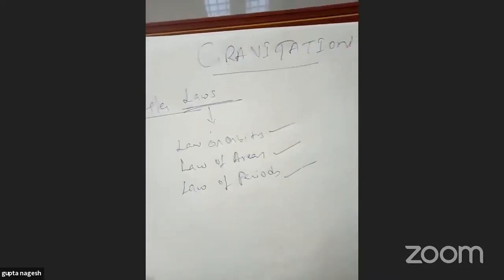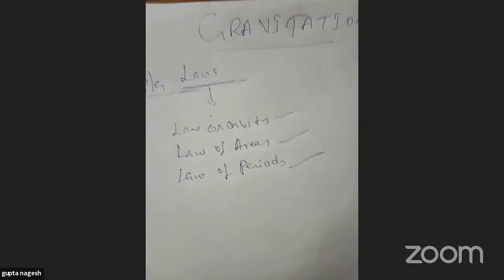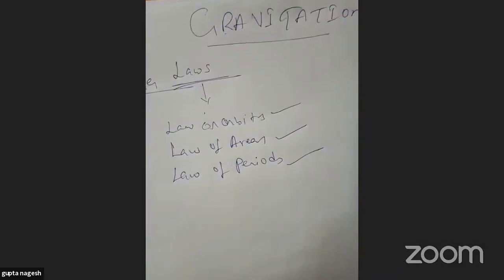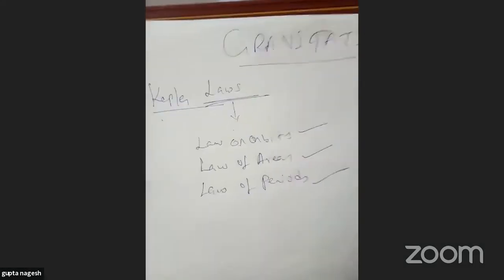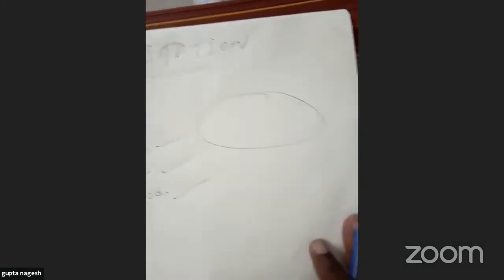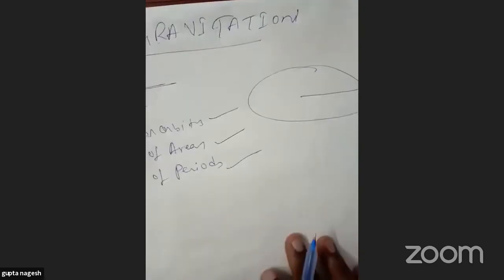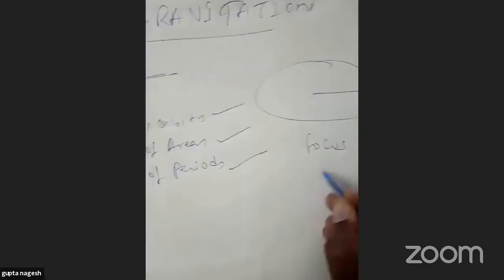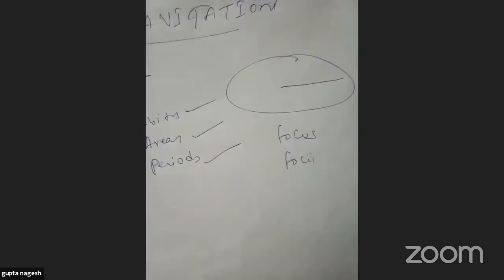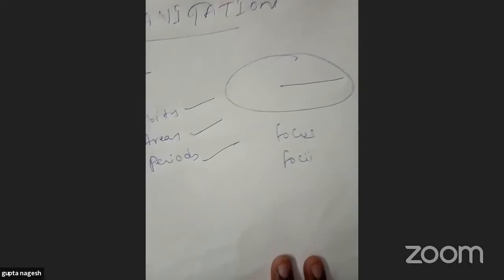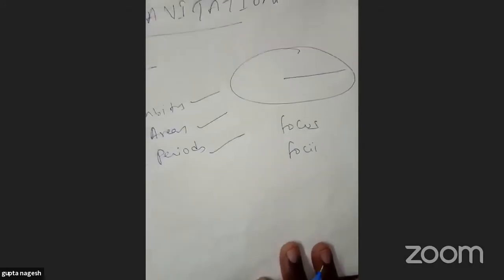As we know, all planets move in an elliptical orbit with the sun situated at one of the foci. For example, he stated this law of orbits in an elliptical orbit. See here, focus is singular, foci is plural. Foci, as it is a noun, we can pronounce it either way.